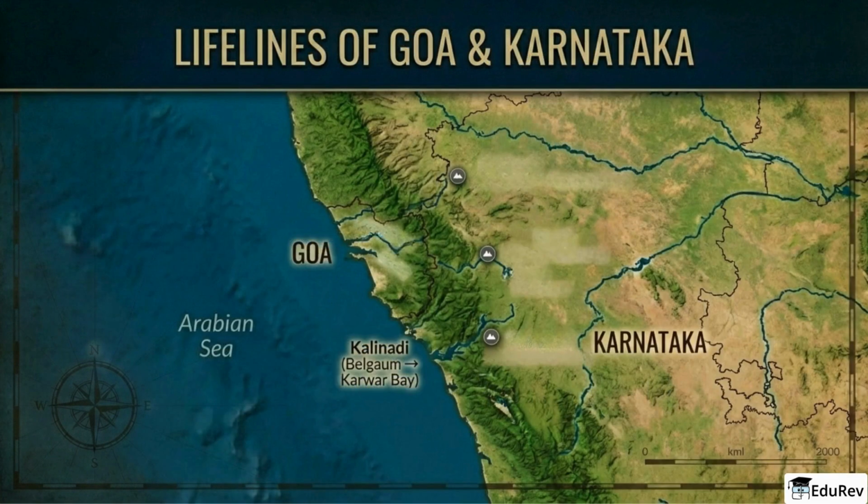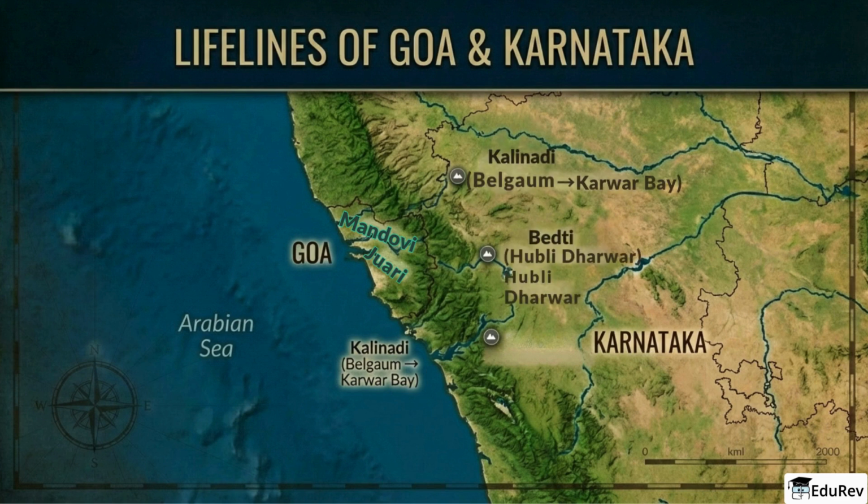Now move slightly south to the lifelines of Goa and Karnataka. For Goa, the key rivers are Mandovi and Juari or Zuari. For Karnataka, remember, Kalinadi, from Belgaum to Karwar Bay. Betti, associated with the Hubli-Dharwar region. Sharavati. And this one you must connect immediately to Jog Falls. These are again short, west-flowing coastal rivers, but they are economically and regionally vital. Do not treat them as minor just because they are short.